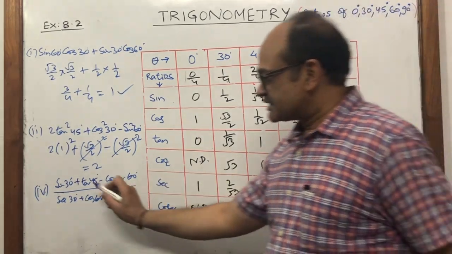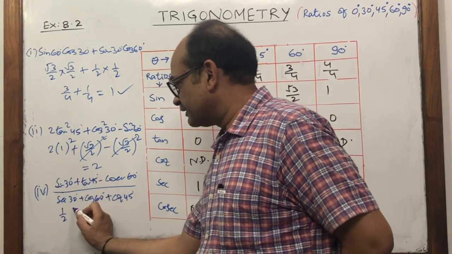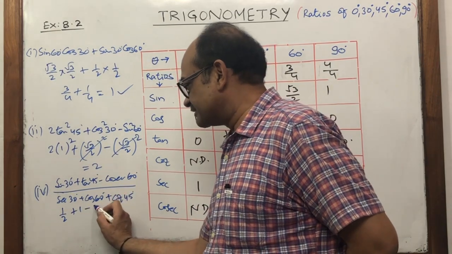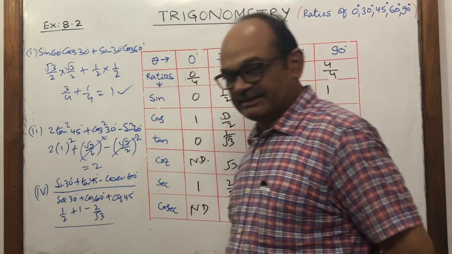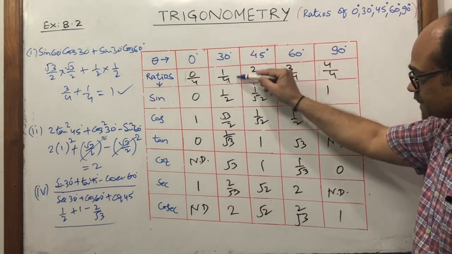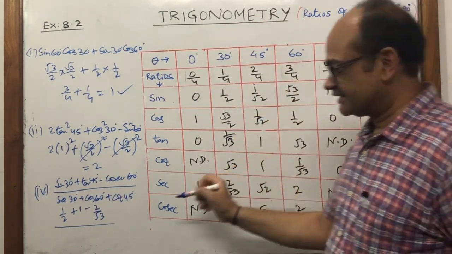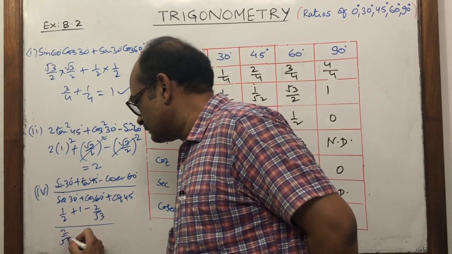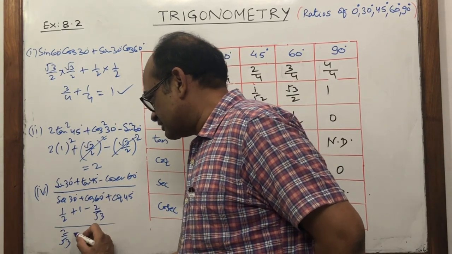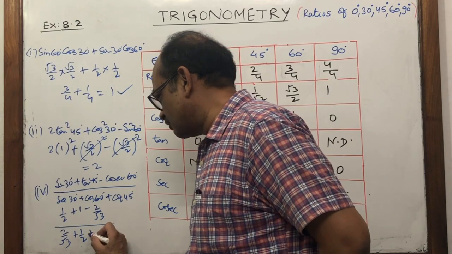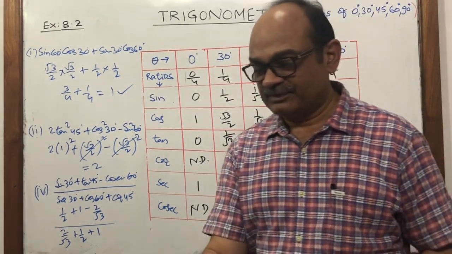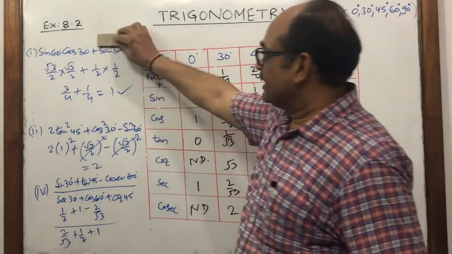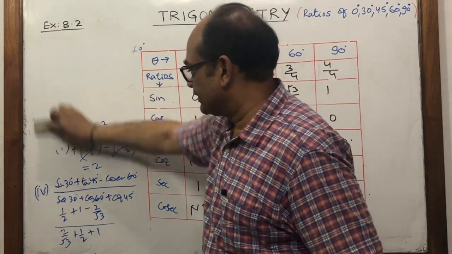Fourth part, sin 30 is half, tan 45 is 1, cosec 60 is 2 by root 3, divide by sec 30. Sec 30 is here, 2 by root 3, the same, plus cos 60 and plus cot 45. Now the simplification, you can solve it by taking LCM. How do we get it?